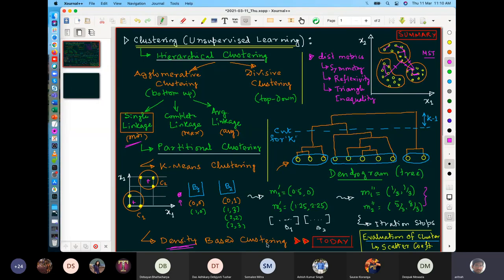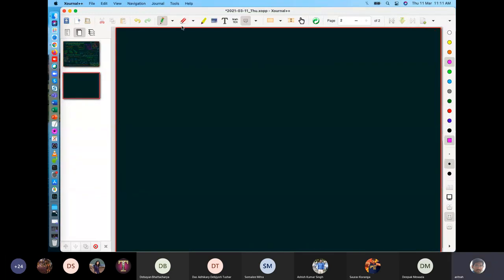Can we formalize this and produce a new kind of partitional clustering, which is density based, that is very much needed to detect an outlier? That we will see in today's class, and also a little bit of evaluating which cluster is better than the others. So with that, let us start with what is called density based clustering.